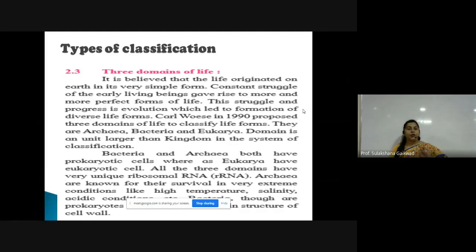Three-domain theory speaks about three different domains. A domain is more vast as compared to a kingdom. Now, what is a kingdom? When I say kingdom Plantae, I'm talking about plants. When I say kingdom Animalia, I'm talking about all the animals. When I say kingdom Fungi, I'm talking about all the fungi. But a domain is a concept much larger than a kingdom. Over here, they have classified all living organisms in three domains. What are the three domains? Archaea, the second one is Bacteria, and the third one is Eukarya.